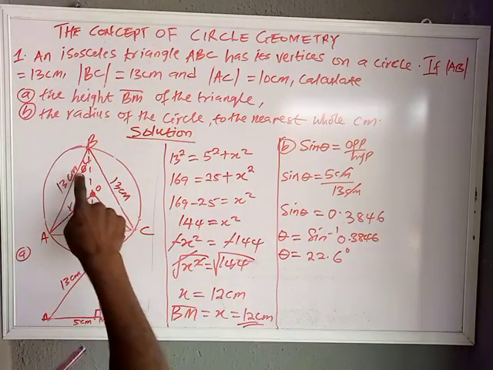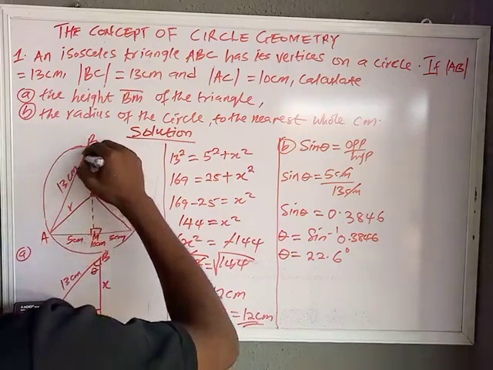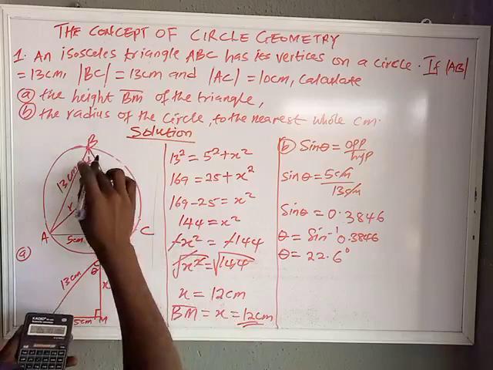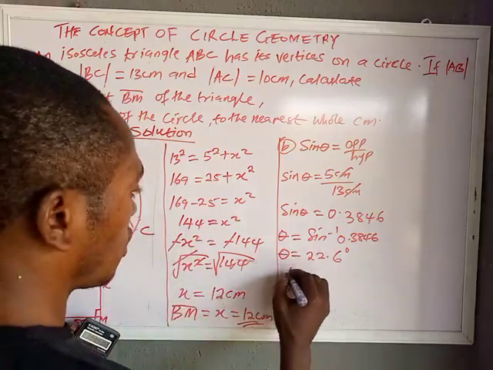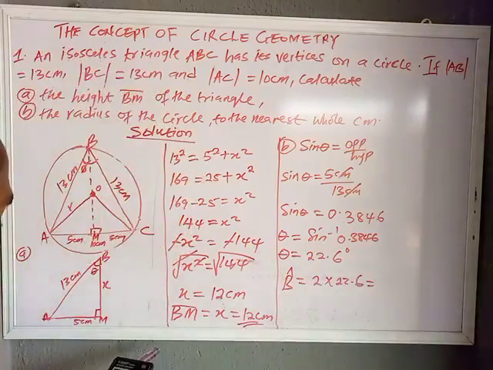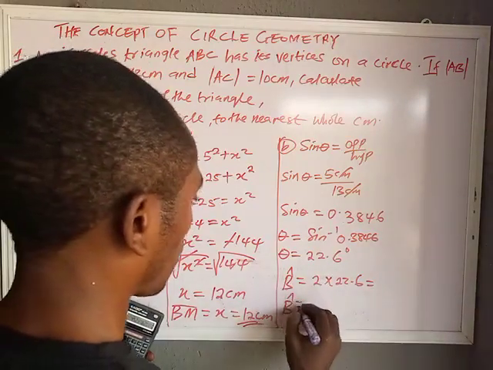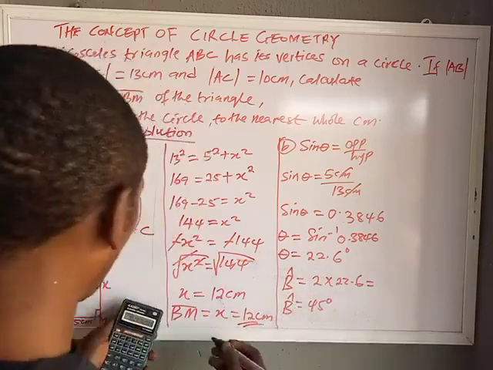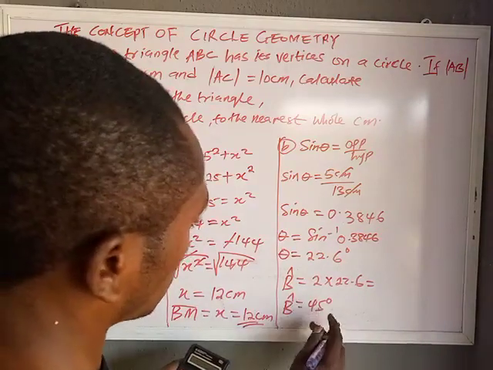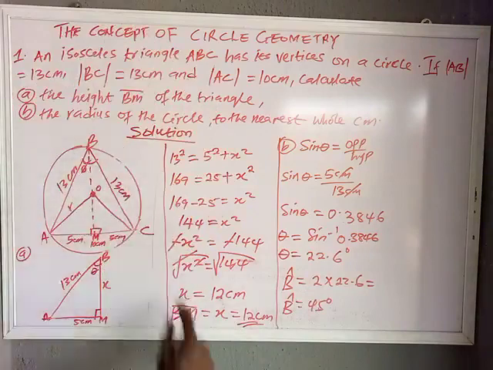So that means this place is 22.6 degrees. If I want to calculate the whole of B, the whole of this B, I want to get angle B. So angle B is going to be 2 times 22.6, which will give you 45. So B is approximately 45 degrees, because here is 45.2. So the angle for the whole of B is 45 degrees.